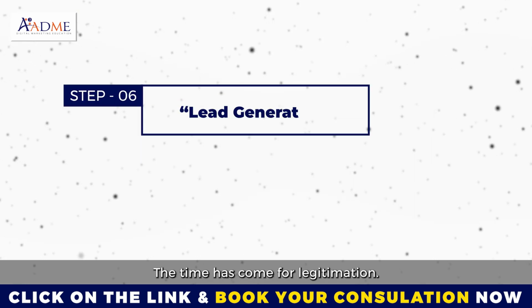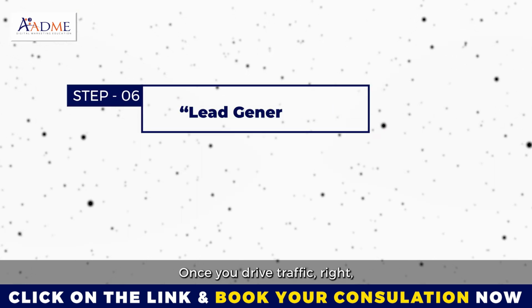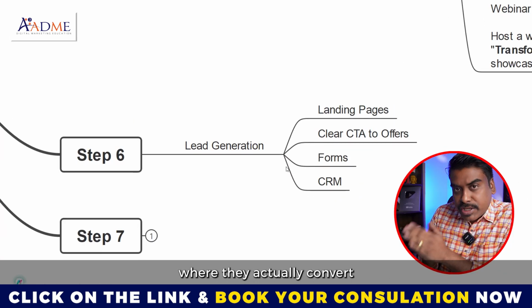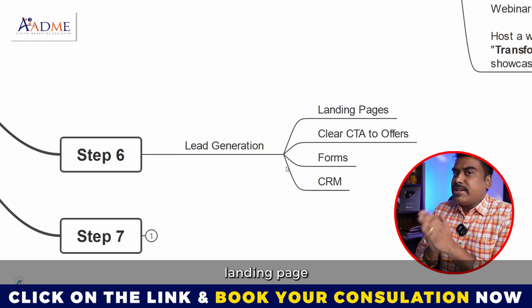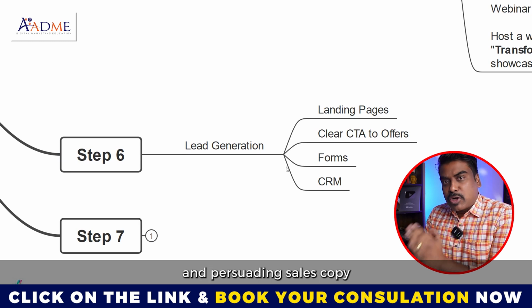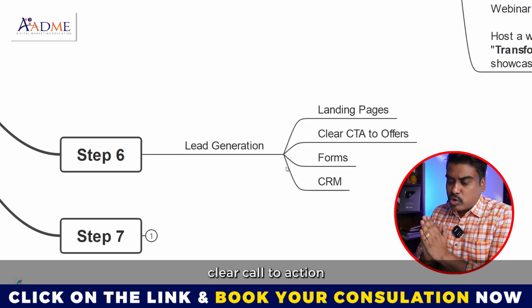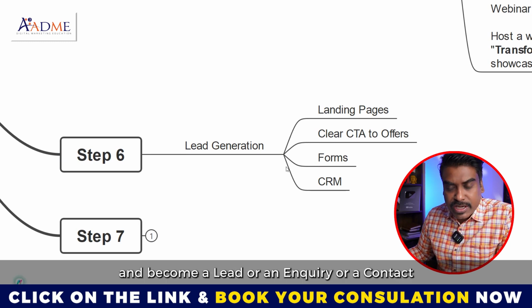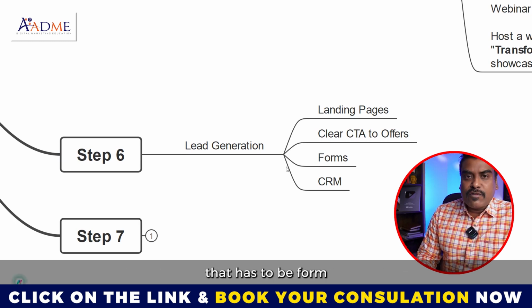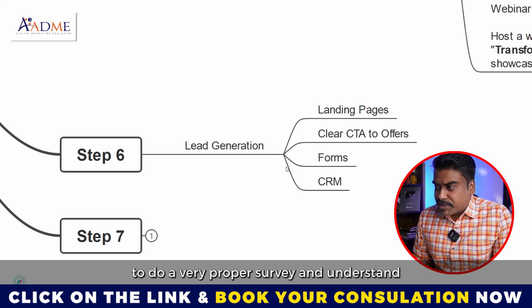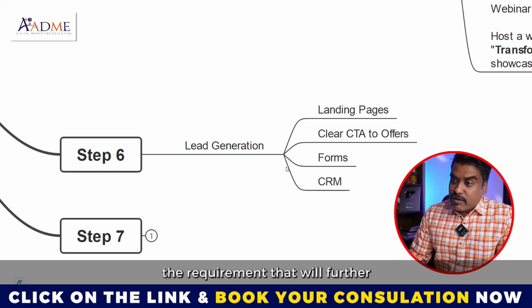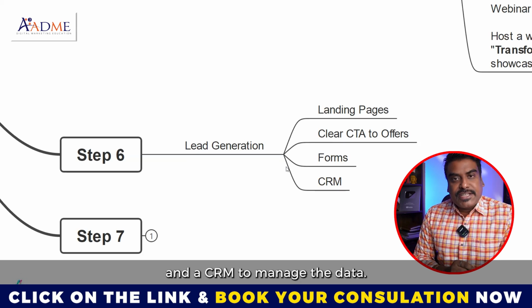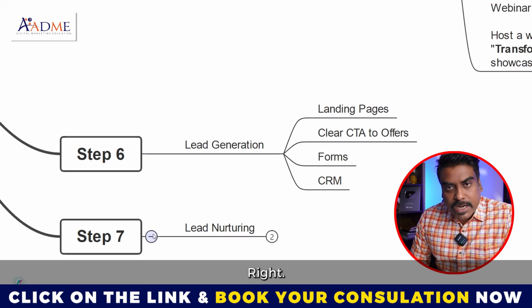Step number 6, the time has come for lead generation. Once you drive traffic, right, there has to be an avenue where they actually convert: a quality landing page with great converting and persuading sales copy. Clear call to action so that they further move ahead in their buyer journey and become a lead or an inquiry or a contact. There has to be a form to do a very proper survey and understand the requirement that will further help you to segment your audience into different buckets, and a CRM to manage the data, right?